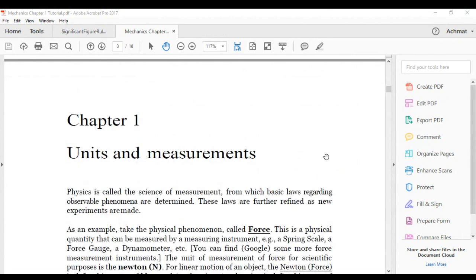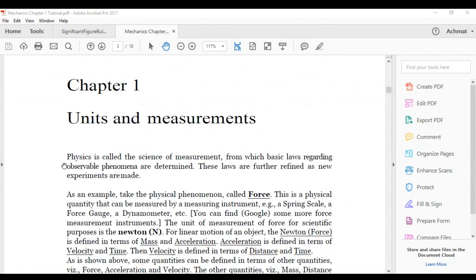Right, so let's get started. We are busy with chapter 1, units and measurements. I'll repeat it, units and measurements. Okay, so let's see how we can introduce physics. What do they say here? You find this at the beginning of many textbooks on physics. As we say here, physics is called the science of measurements.